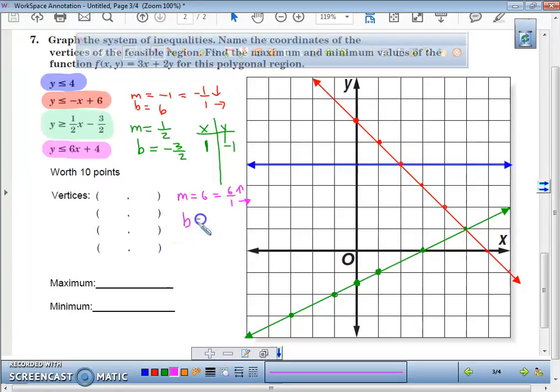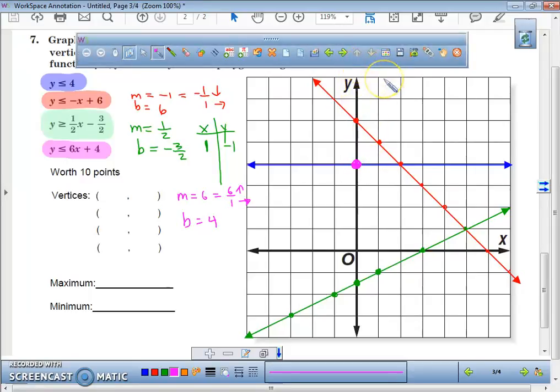My y-intercept is already starting at a what? At a +4. Oh no. 1, 3, 4. I'm going to put a point right here. Unfortunately, everybody, I can't go up 6 units and over 1.